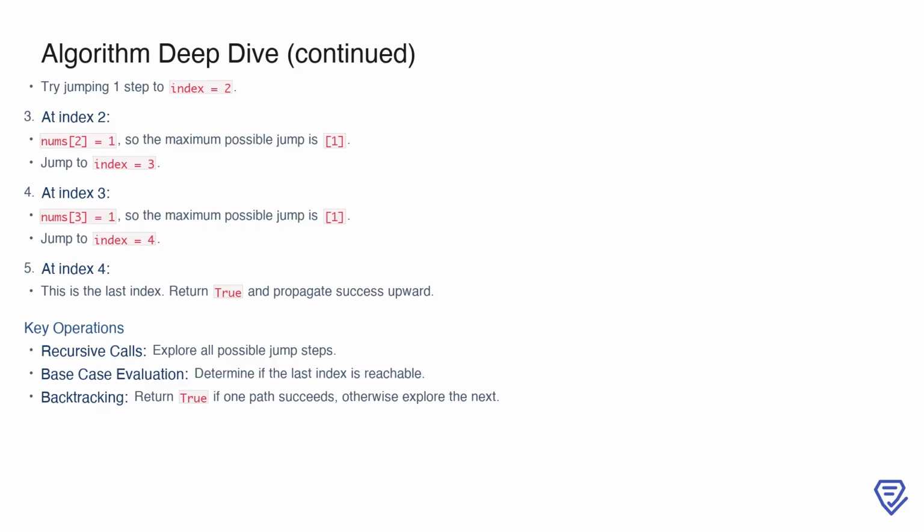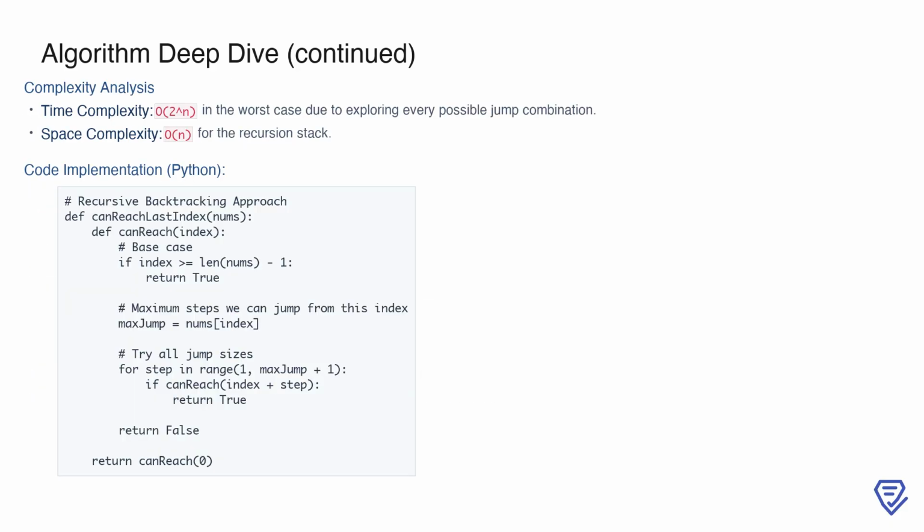Each recursive call either succeeds and propagates true, or fails and explores the next option. The brute force method has significant computational costs. Its time complexity is 2 to the power of n, because it explores every possible jump combination. However, the space complexity is more manageable at n, as it's determined by the depth of the recursion stack.